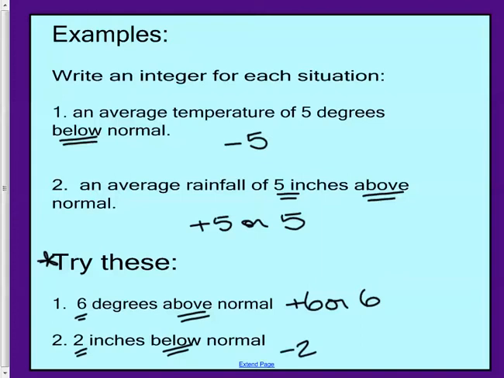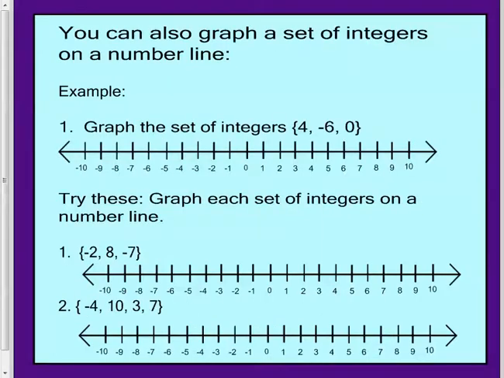Let's look at some more examples. You can graph a set of integers on a number line. Let's graph these integers right here. Well, we know 0 is neither positive nor negative, and it's right in the middle. So there's our 0. Done. We know negative 6 is below 0, and it's right here. And we know positive 4 is above 0, and it's right here.